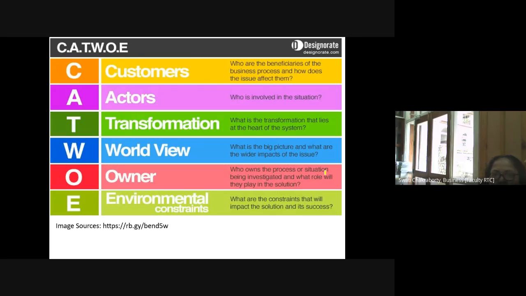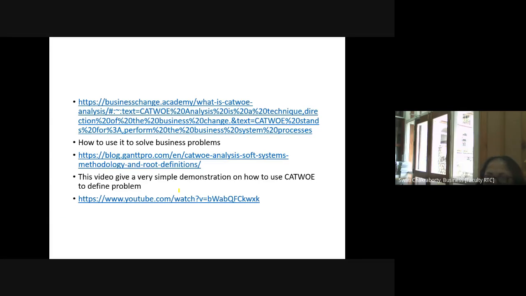Now this is an example. If you see the table, C is customers, the beneficiaries of the business process. How does the issue affect them? A stands for actors, who is involved in the situation. T is transformation. What is the transformation that lies at the heart of the system? W is worldview. What is the big picture and what are the wider impacts of the issue? O is owner. Who owns the process or situation being investigated? What role do they play? E stands for environment. What are the constraints that will impact the solution and its success? These are some of the websites which talk more about how to use CATWOE.